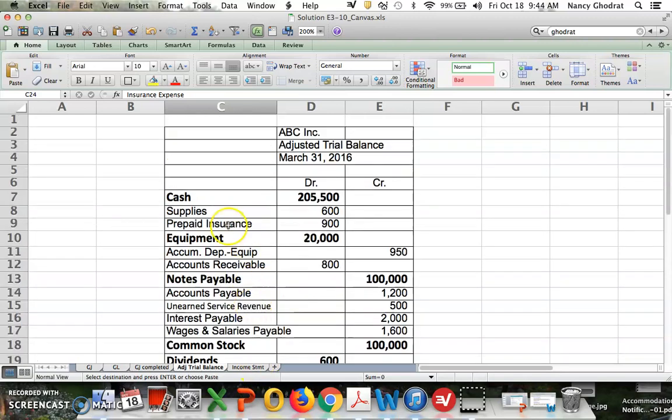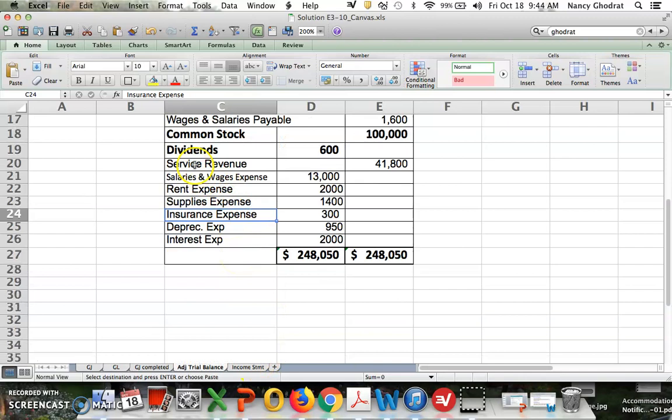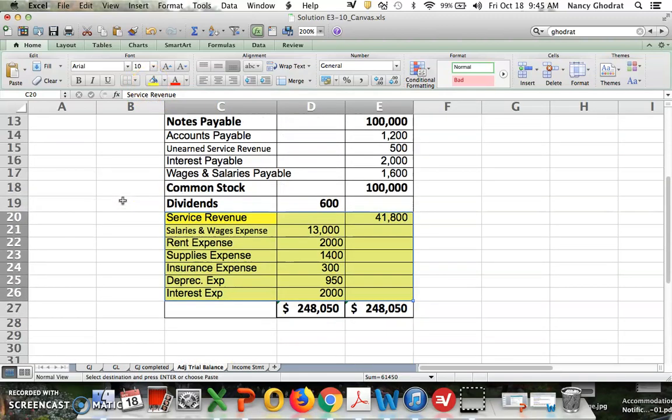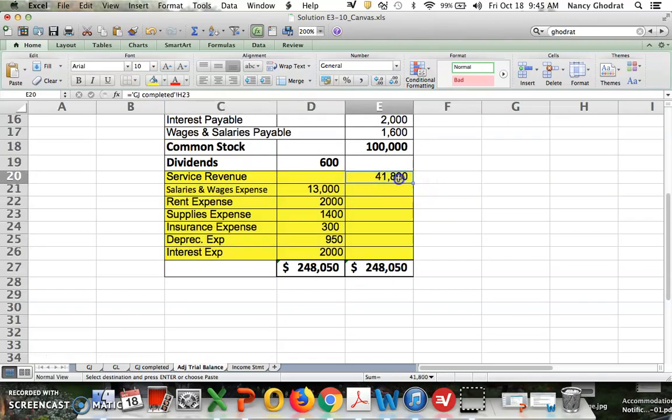Now, when you prepare financial statements, the first financial statement we prepare is the income statement, which shows all the revenue and expenses. So if we look at the bottom portion of the adjusted trial balance, the revenue and expenses are listed here.